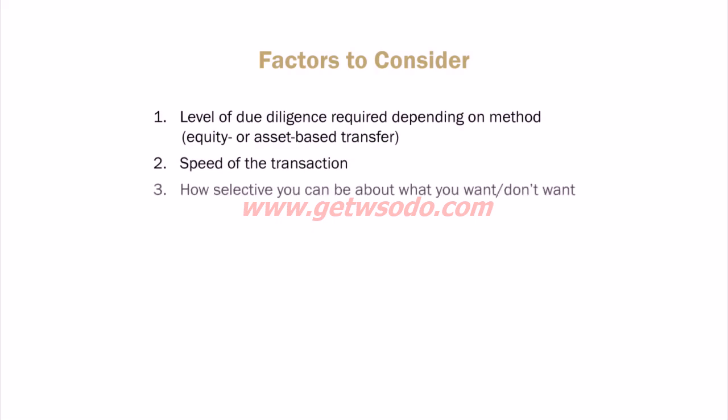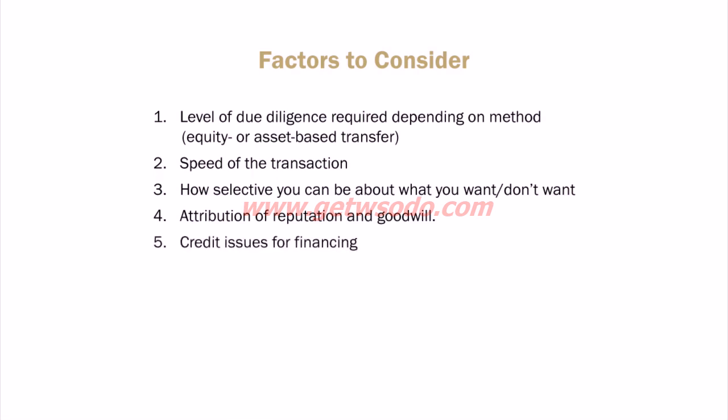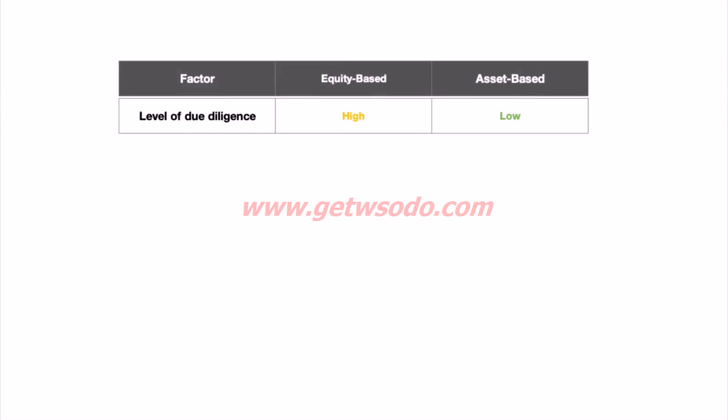Number 3, how selective you can be in terms of what you want and what you don't want. Number 4, the attribution of reputation and goodwill. Number 5, any credit issues for financing. Number 6, the inherent risk. And number 7, tax considerations. So for 1, the level of due diligence, you're clearly going to do a lot more for an equity-based deal because you're buying the entire business, warts and all. With an asset-based transaction, where you're picking and choosing what you want to acquire, the level of due diligence can be a lot lower because the level of due diligence needed is different between the two types of deals.